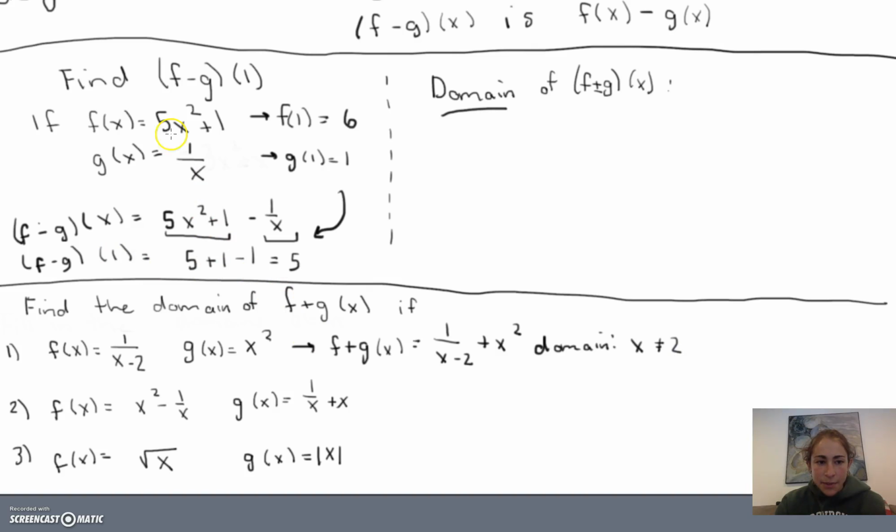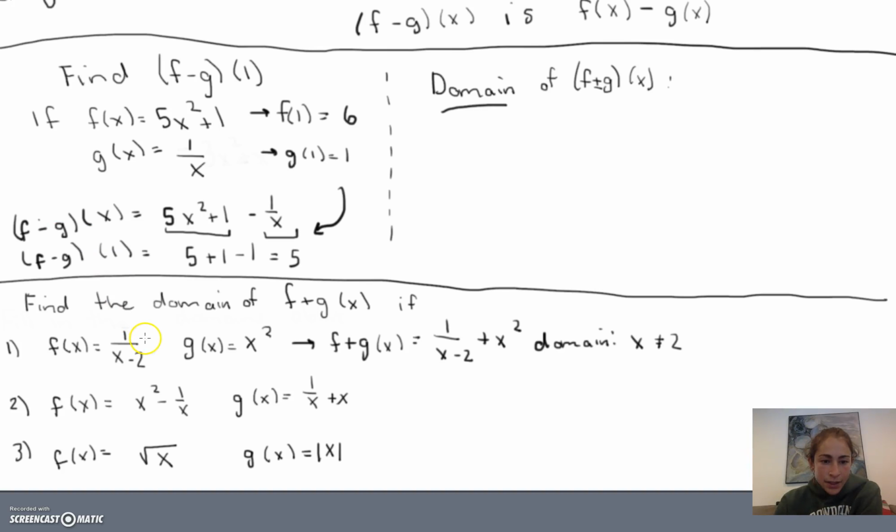Could we see that from the functions that we started with? Well, let's change to a different color here. The domain of f is x not equal to 2. The domain of g is all real numbers. So it ended up being the same as the domain of f. The restriction on f held once we added them together.